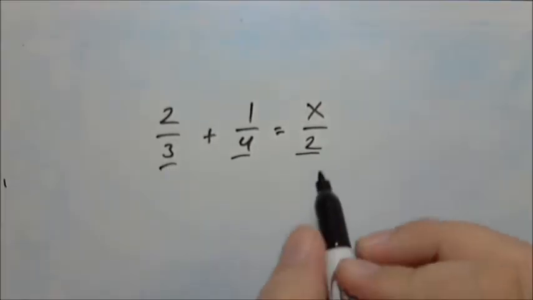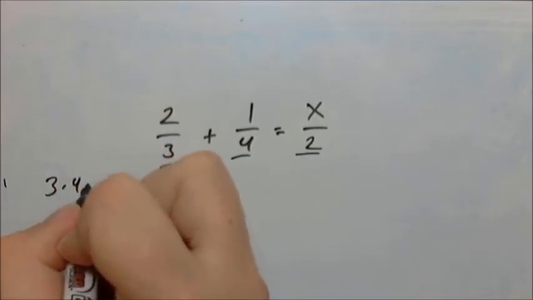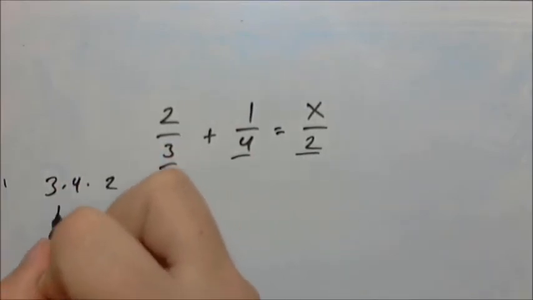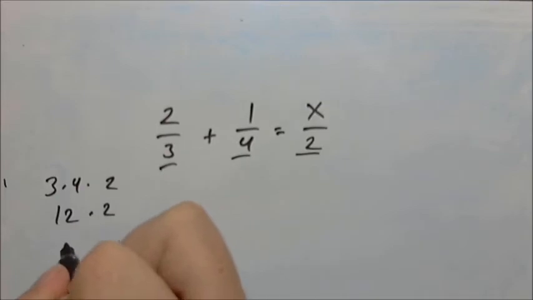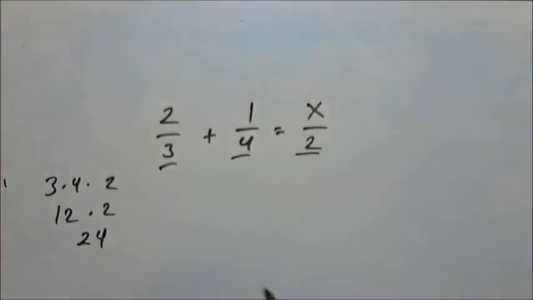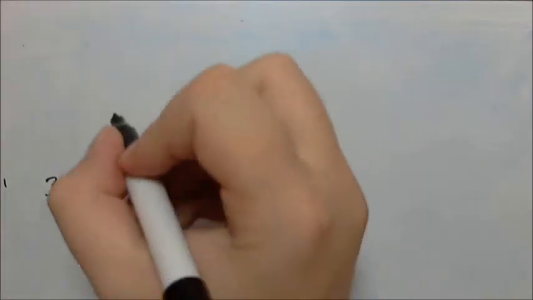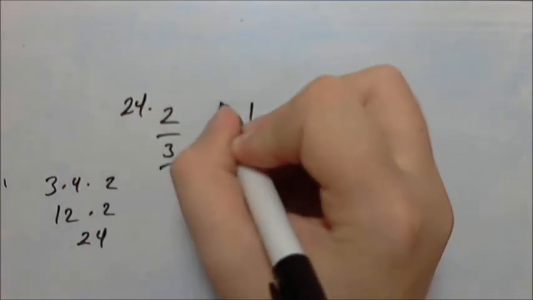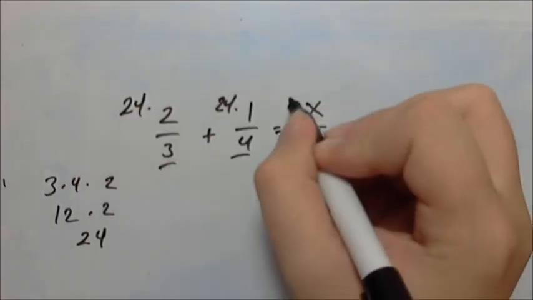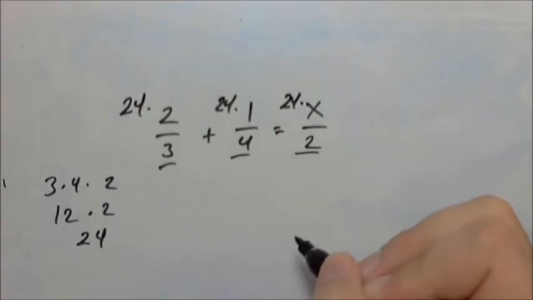2, 4, and 3. We multiply them together. So we've got 3 times 4 times 2. 3 times 4 is 12, times 2 is 24. Now we take 24 times 2, 24 times 1, and 24 times x.